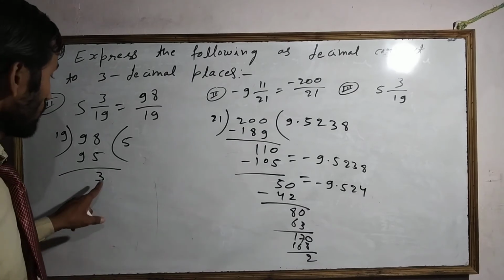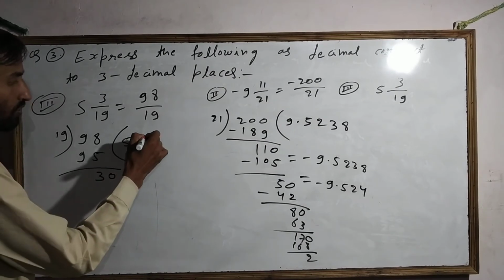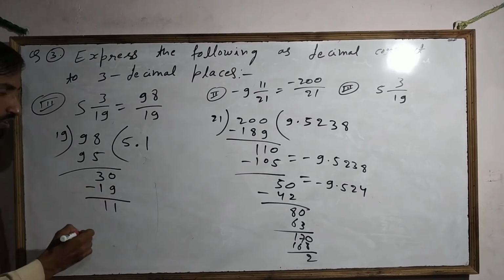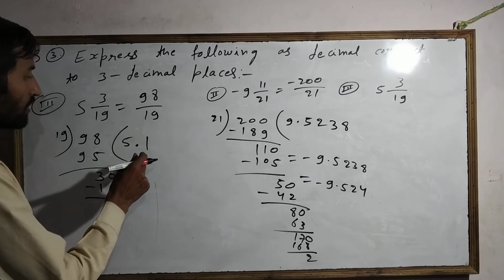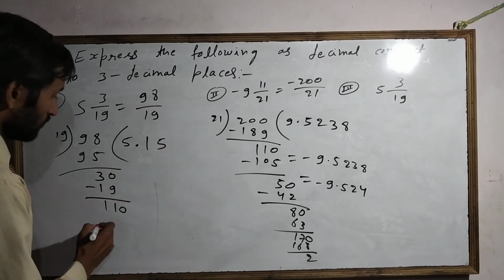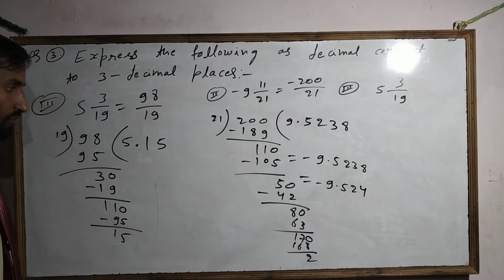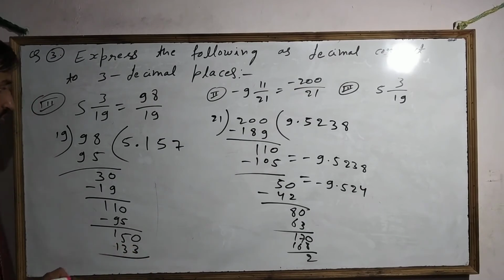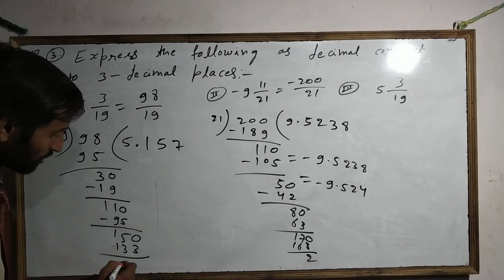Again a smaller value, so we put a point, then put 0. Now 1 times 19 is 19. Now we subtract, 11 will come. Okay, the remainder is 11. Then we put a 0 again. 5 times 19 is 95. Now we subtract, the remainder is 15. Now we put a 0 again. 7 times 19 is 133. Then we subtract 150 minus 133, the remainder is 17.